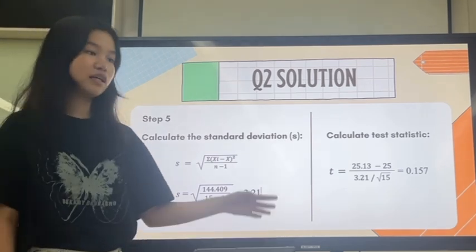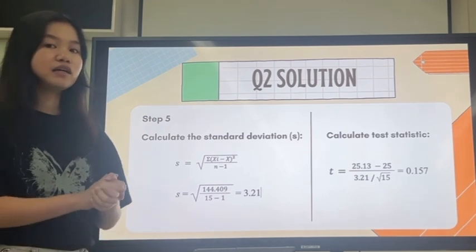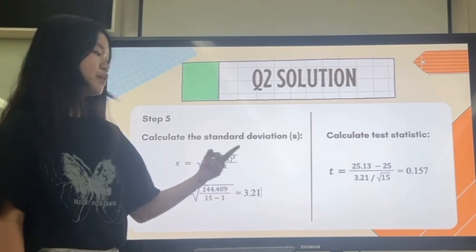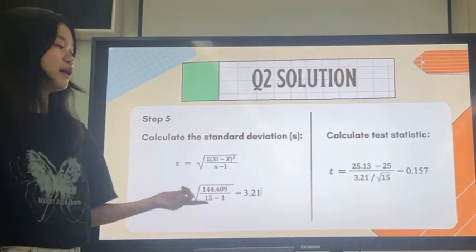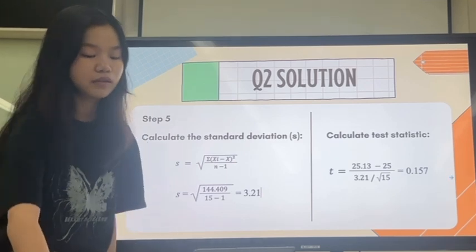And then we're going to calculate the t-value using the formula in step 3, which is 25.13 minus 25, divided by 3.21 over root 15, and then we get the value 0.157.